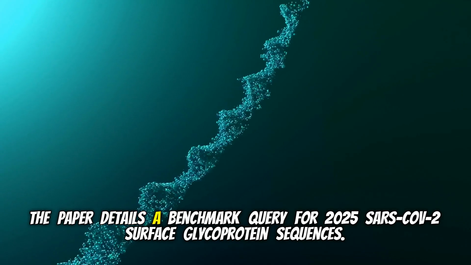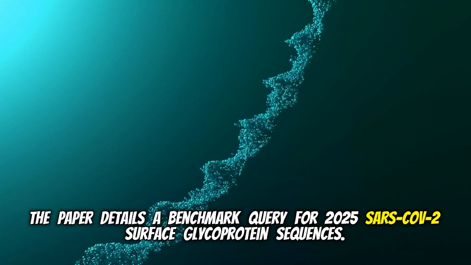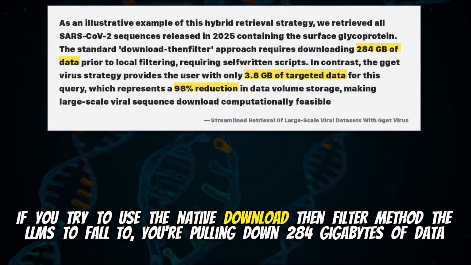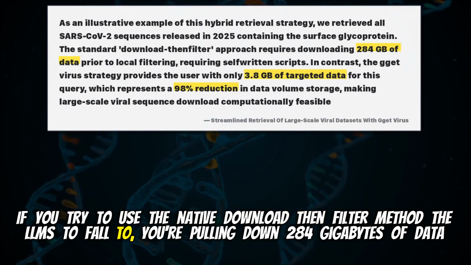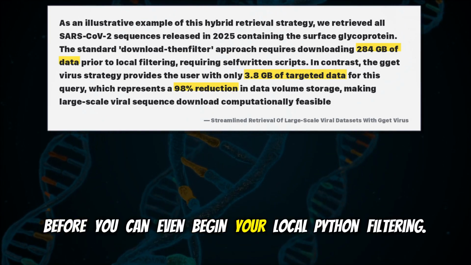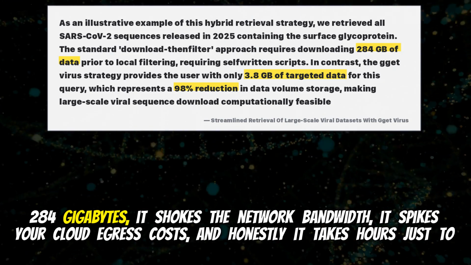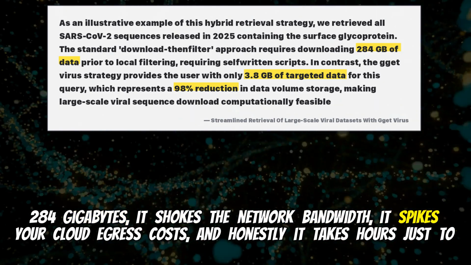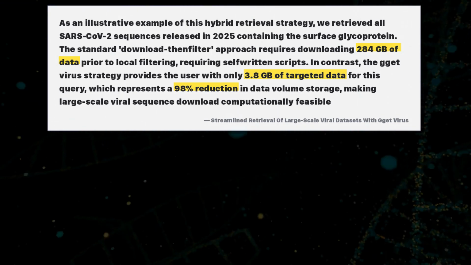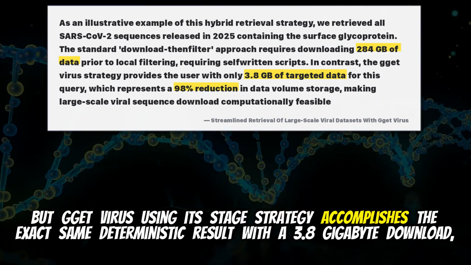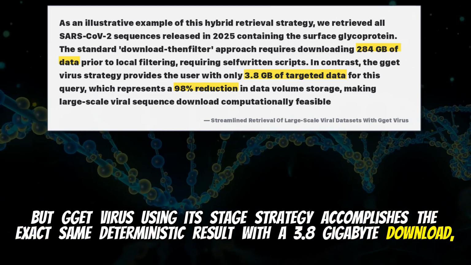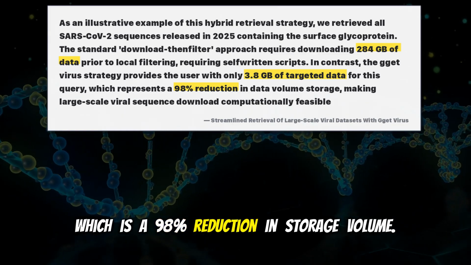The paper details a benchmark query for 2025 SARS-CoV-2 surface glycoprotein sequences. If you try to use the native download-then-filter method the LLMs default to, you're pulling down 284 gigabytes of data before you can even begin your local Python filtering. 284 gigabytes. It chokes the network bandwidth, it spikes your cloud egress costs, and honestly, it takes hours just to set up the data frame. But gget virus, using its staged strategy, accomplishes the exact same deterministic result with a 3.8 gigabyte download. Which is a 98% reduction in storage volume.